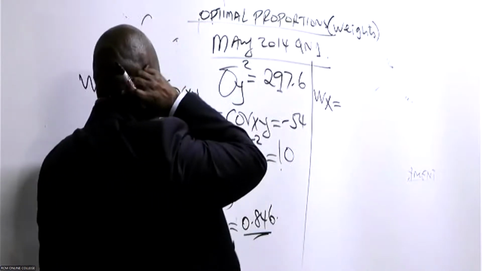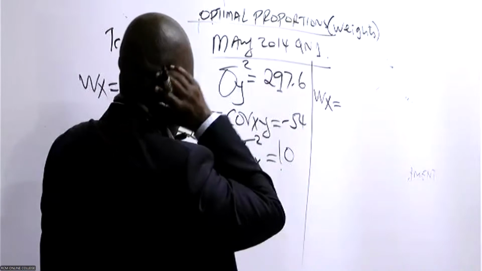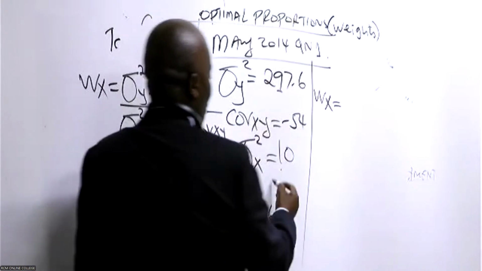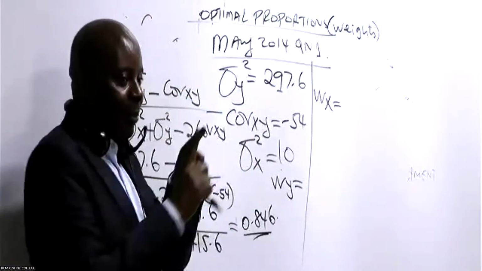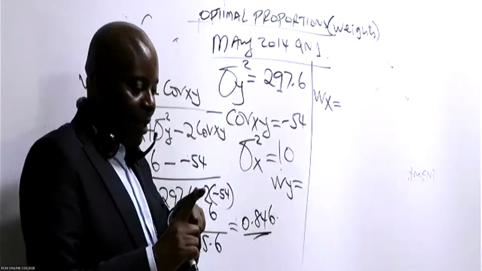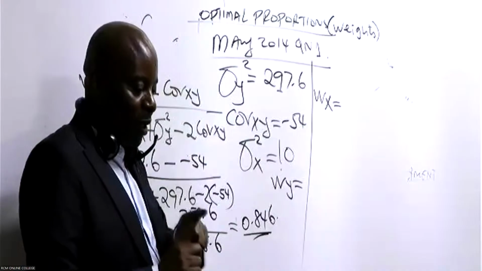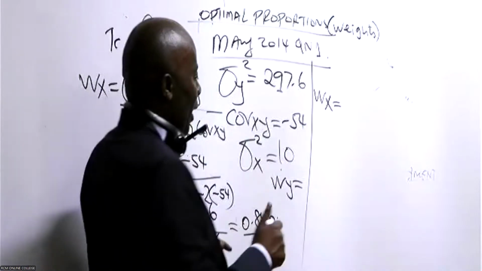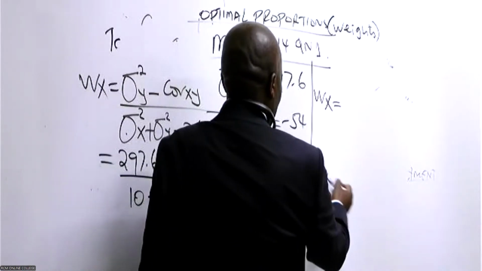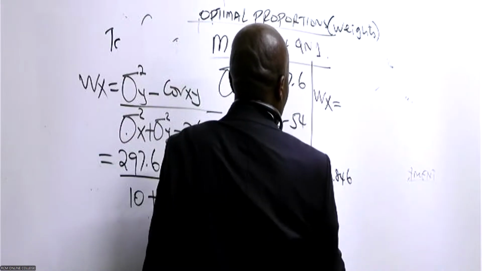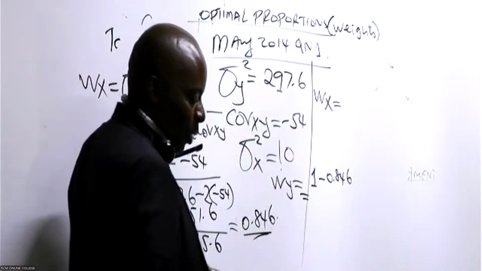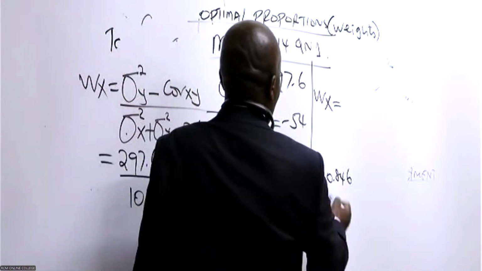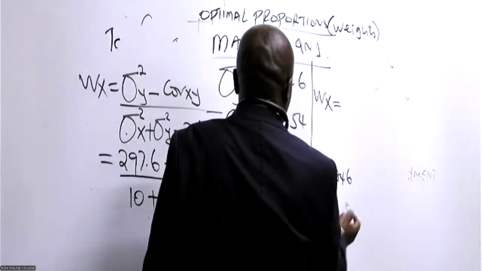So if you've gotten, in this case here, the weight of X as 0.846, what do you think will be the weight of Y? The two must always add up to 1. So to get the weight of Y, I will take 1 minus 0.846, which will end up giving us 0.154.